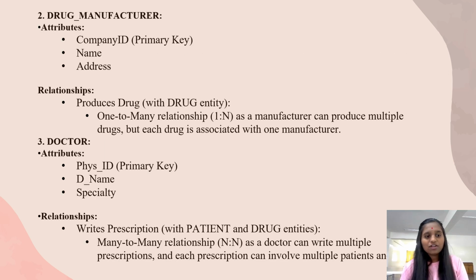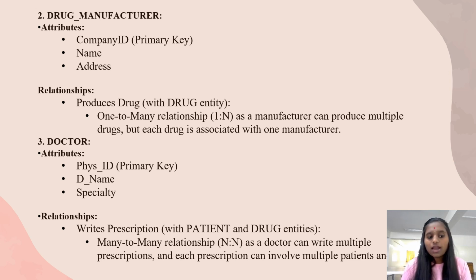And the second one is drug manufacturer. This entity includes attributes like company ID, name, address, and here company ID is the primary key. And the relationship is produces drug with the drug entity. And the relationship is one-to-many relationship, because a manufacturer can produce multiple drugs, but each drug is associated with one manufacturer.